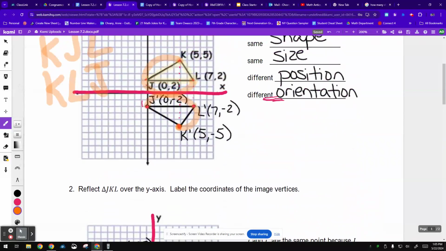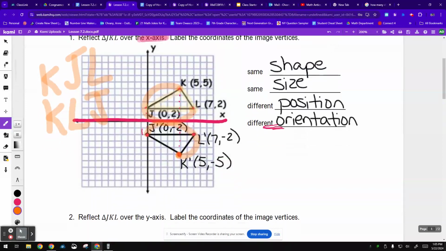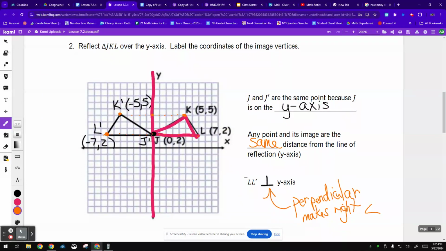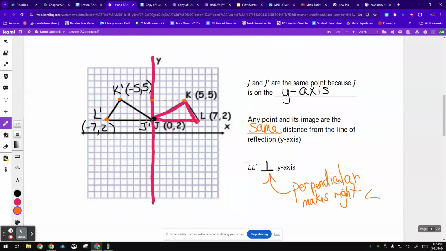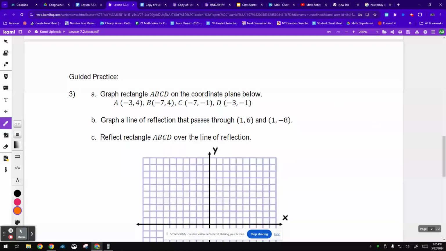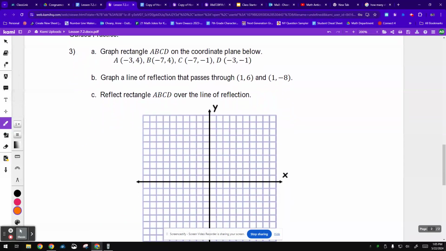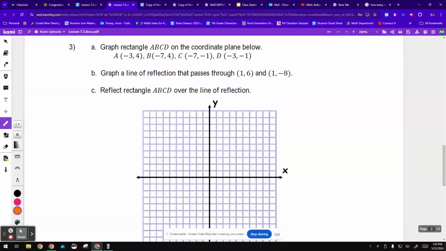Okay, so flipping over the x-axis is like folding your paper down. Flipping over the y-axis is like folding your paper in half, like a hot dog. Right. Hamburger. Okay. All right, so now let's try. Did everyone have time to get that in? So let's do some practice. Graph rectangle ABCD on the coordinate plane. So this is a little review of like 5th grade, okay?